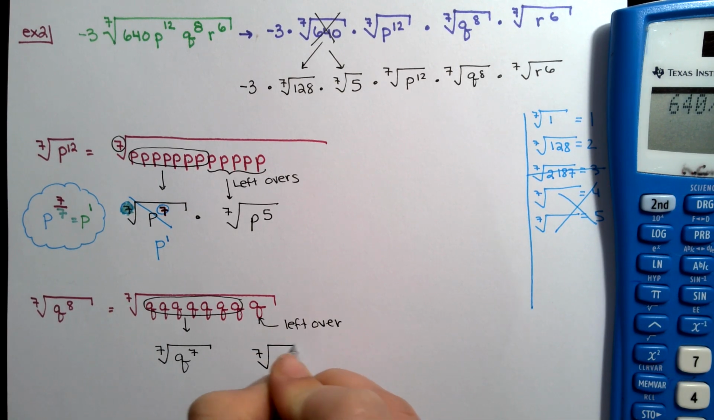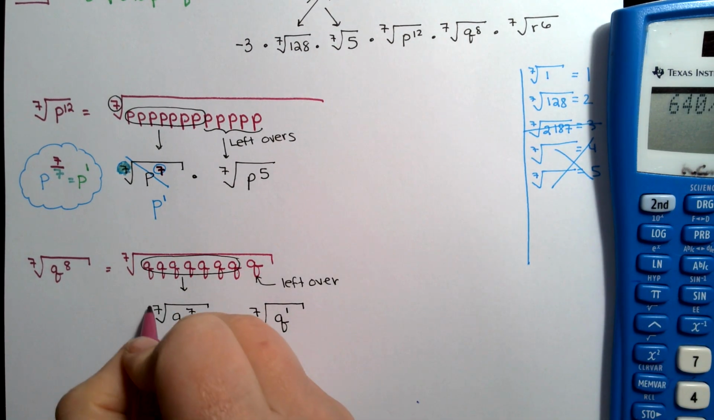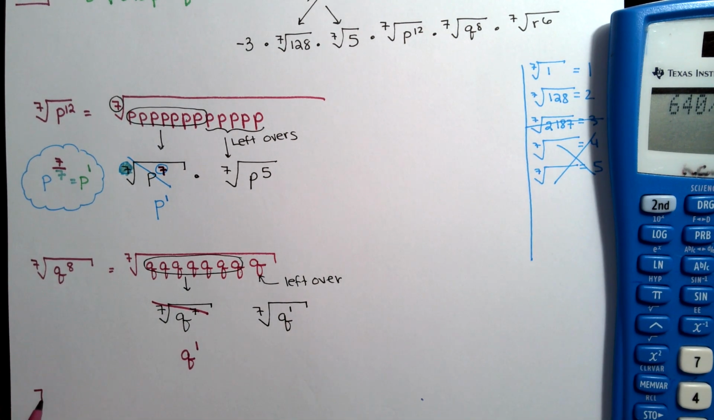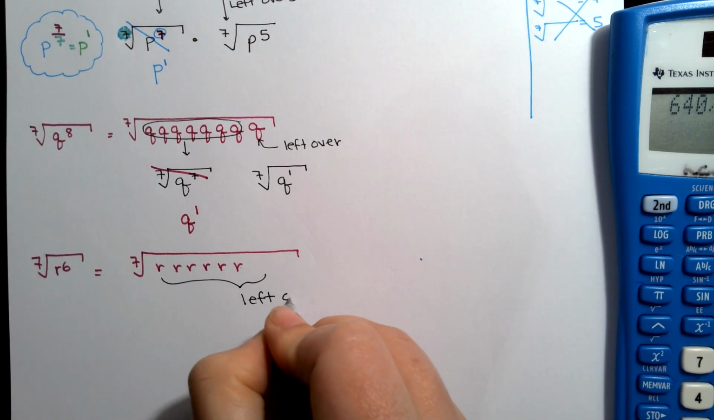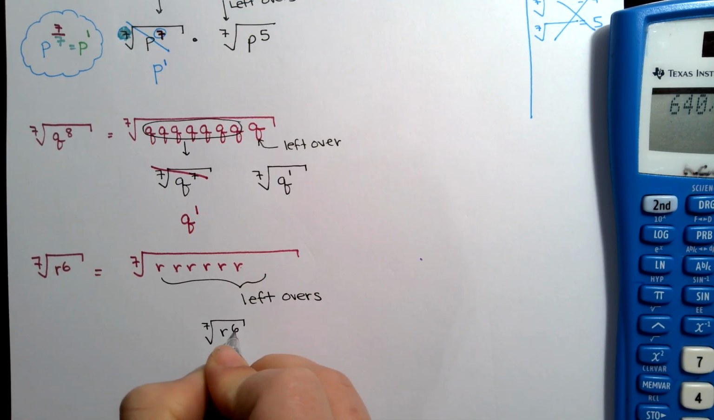So 7th root of q. How many q's do I have? Just 1. Again, if the index and your exponent match, that is just 1. And then we have 7th root of r to the 6th power. 1, 2, 3, 4, 5, 6. How many groups of 7 can I do? 1, 2, 3, 4, 5, 6. There are 0 groups of 7. So this is all of our leftovers. So we cannot simplify that. It stays as r to the 6th power.